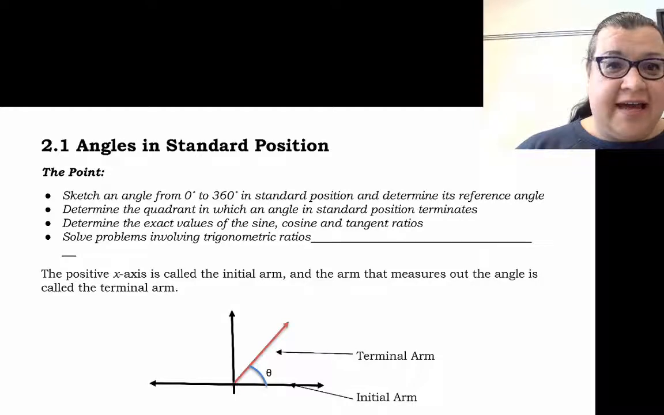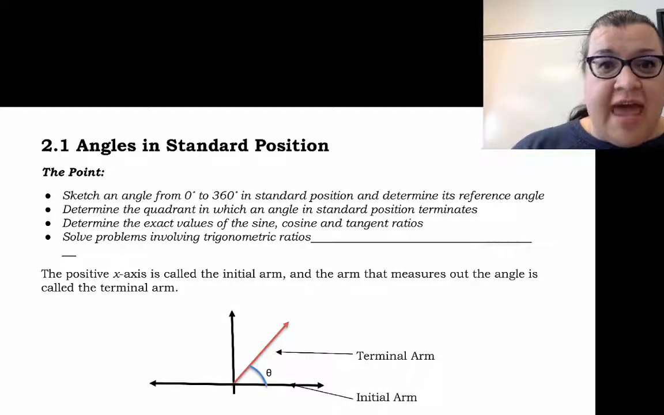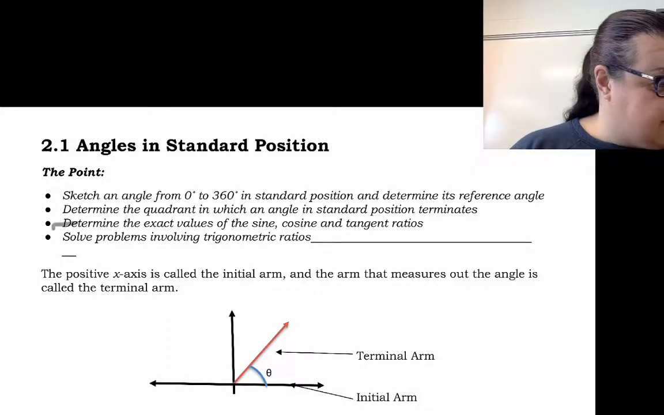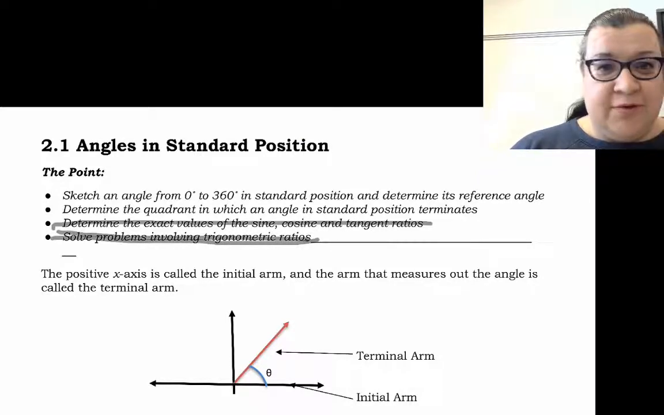So the point, slight error in the notes here, we are only going to focus on the first 2 of these. So we want to be able to draw an angle from 0 to 360 degrees in standard position, as well as determine the reference angle. So we obviously have some vocabulary that we're going to need to do as well. And then we also want to be able to determine the quadrant in which the angle terminates when it's in standard position. We are not actually going to do these other 2 points here. We are not actually going to figure out trig ratios at all, and we're not getting into any problem solving today either. So those are no's.